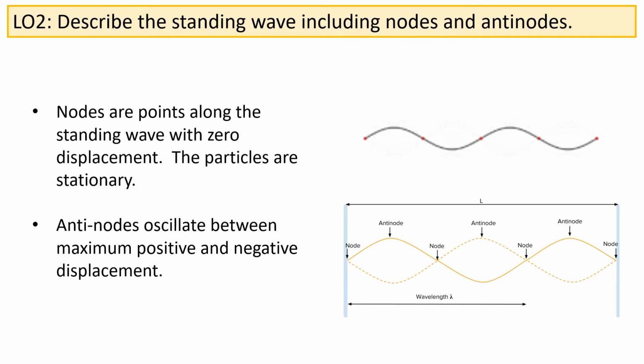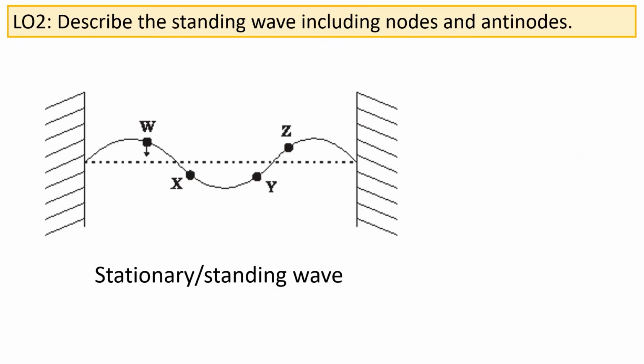Next up, we're going to introduce some vocabulary to describe the standing wave. As you can see on the right, there are two diagrams showing standing waves. Some points along the standing wave have a fixed displacement, that is, they do not move. We call these points the nodes. In between the nodes are points that have maximum displacement, or have the greatest amplitude, and we call these points the antinodes.